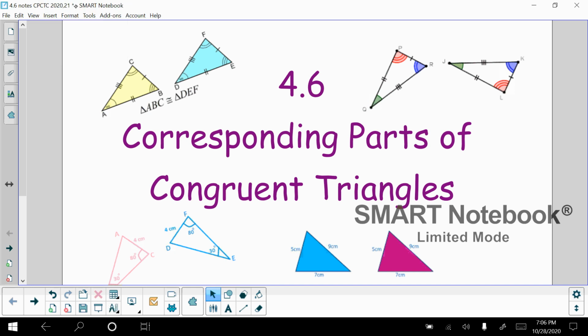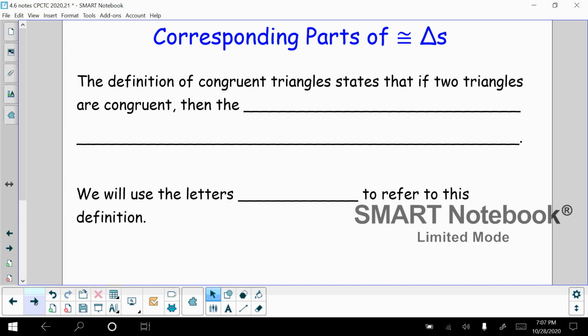All right, this is 4.6, corresponding parts of congruent triangles. So let's define that first.